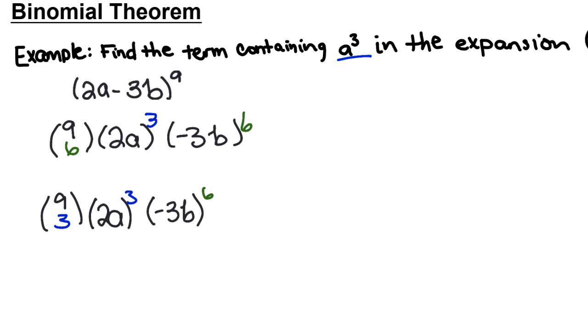So on your calculator, we're going to do 9 choose 6 or 9 choose 3. So 9, math, over to probabilities, nCr, and then 6 is 84, or 3 will also give me 84.